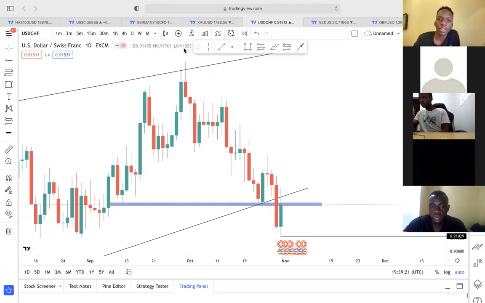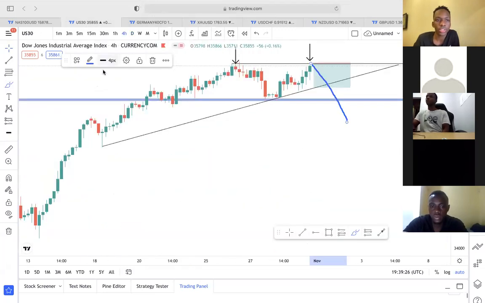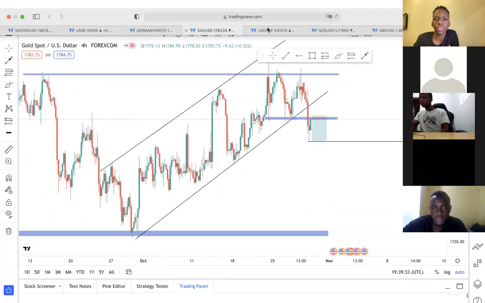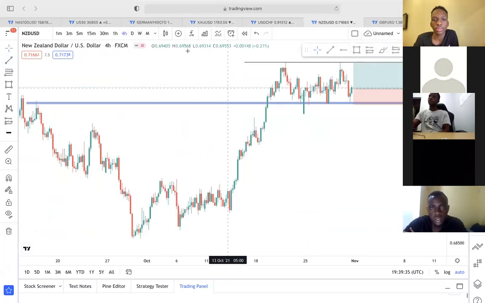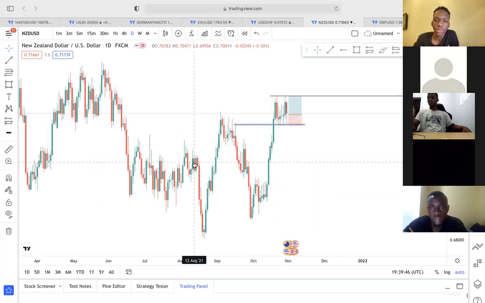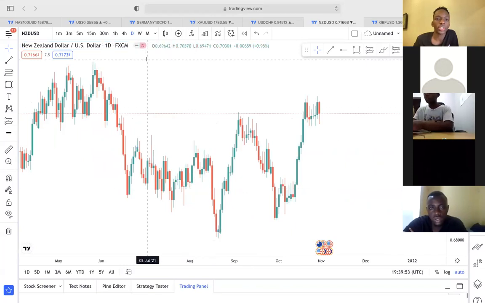All right, proper. Exact same as gold. So I've done US30, NASDAQ, gold, USD CHF. Okay, well, that leaves us with one more pair. USDZAR, I don't trade USDZAR. Again, NZDUSD, guys. Okay, open your charts daily time frame, guys.